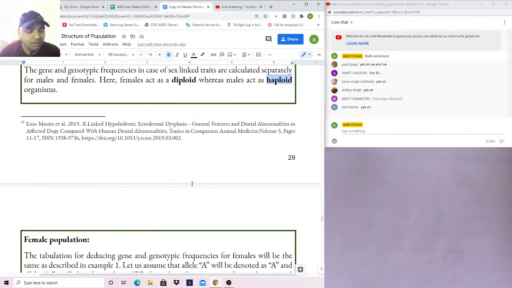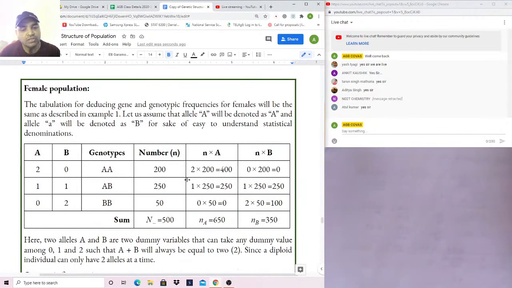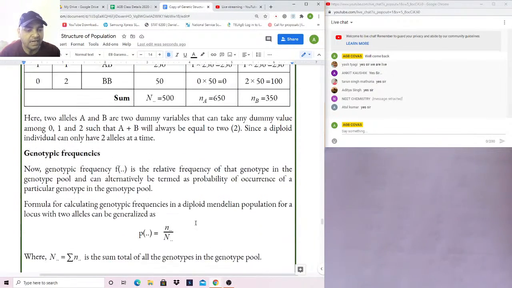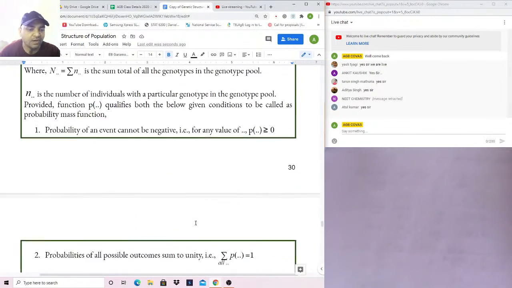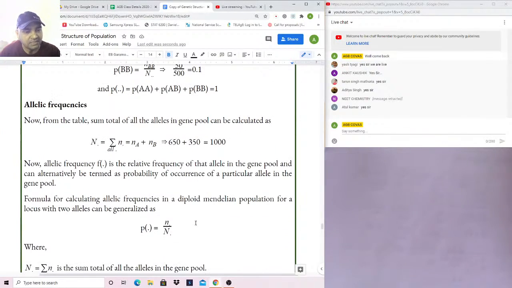So we will have the female tabulation as it is, as you do for the autosomal allele. Same thing: these are the genotypes, these are the numbers, and you calculate the total allelic frequencies, and the genotypic frequencies will remain the same as that.